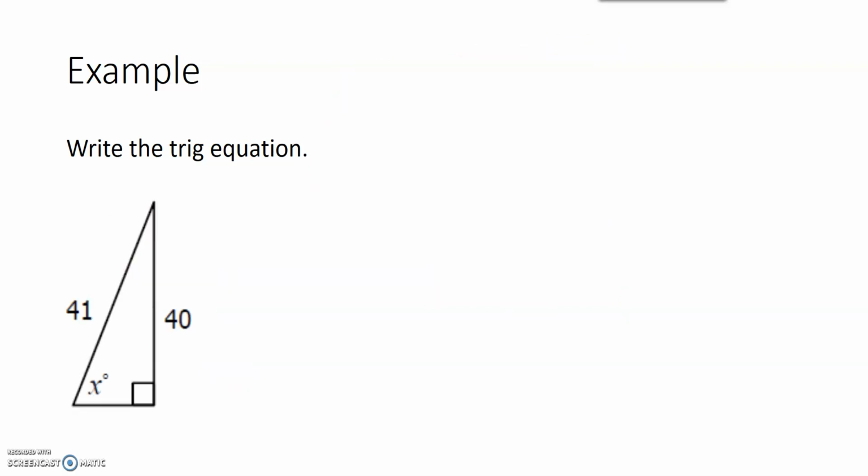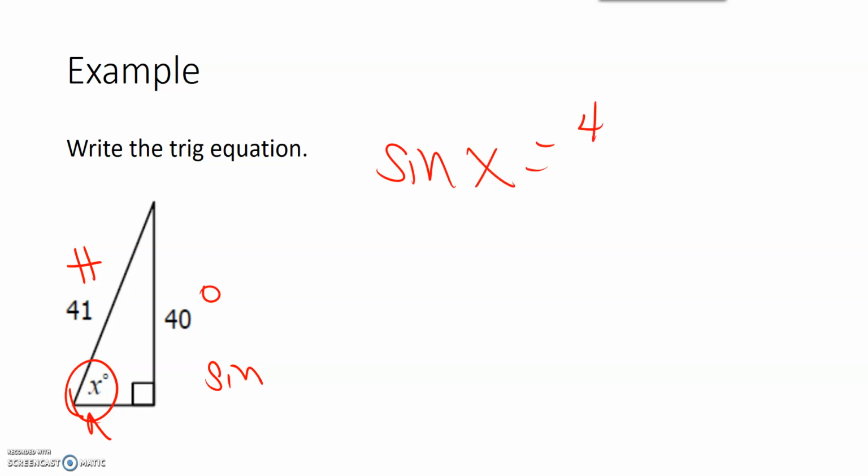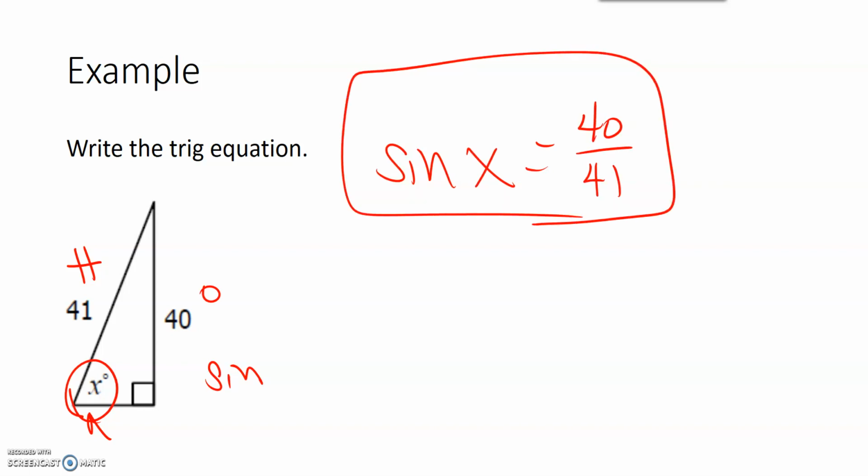Last example here, and then a quick recap. So, circle my angle, label my sides. I have the opposite and the hypotenuse. That tells me it is sine. The sine of my angle on this one is x equals 40, the opposite, over 41, the hypotenuse. And there we're finished. Okay, it's that easy today.